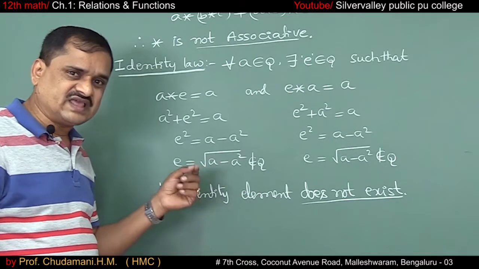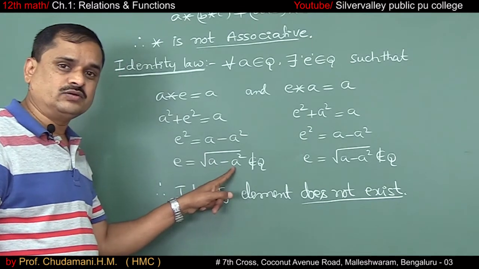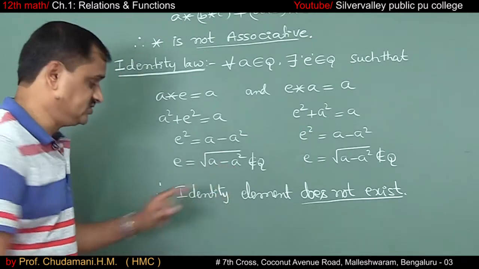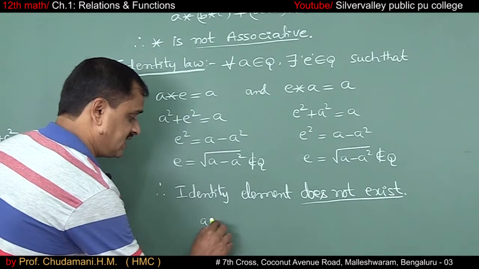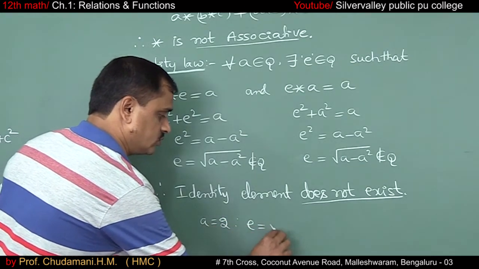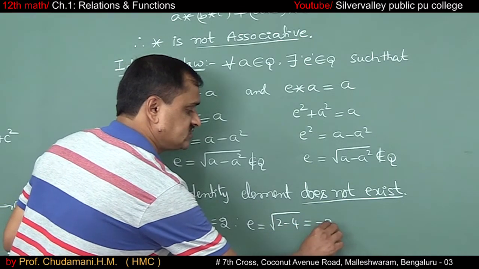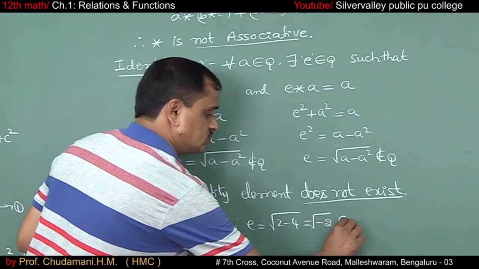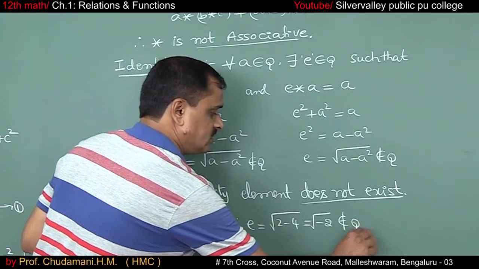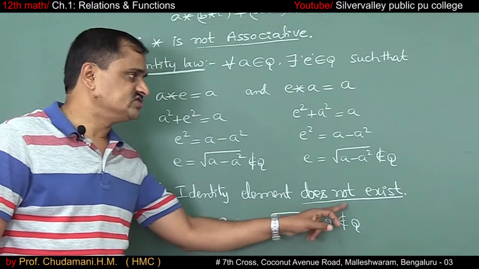Because if I select A as 2, 2 minus 2 square is 4, 2 minus 4 means, if I select A as 2, E is equal to root of 2 minus 4, that is root of minus 2. Root of minus 2 does not belong to Q. So that's why identity element does not exist.